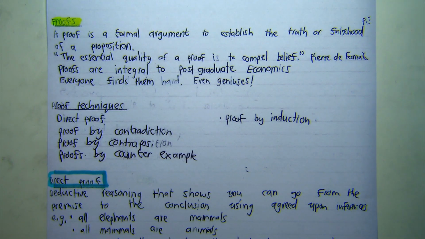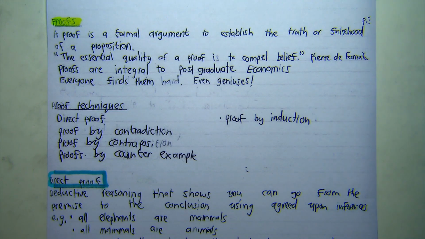Pierre de Fermat, probably butchering that name, says the essential quality of a proof is to compel belief. And in a proof, we take a bunch of premises and we build upon them to reach a conclusion and use our proof to demonstrate something new.